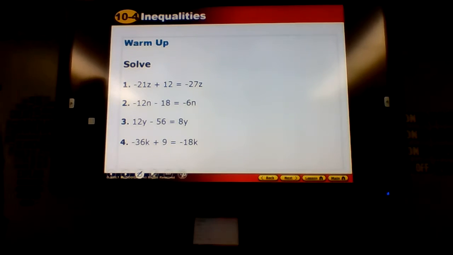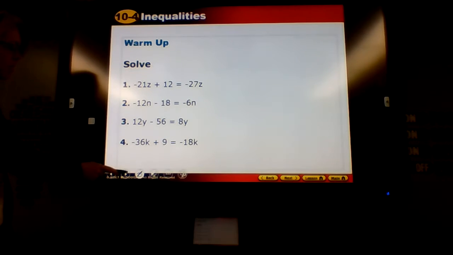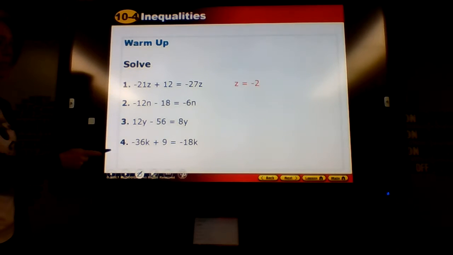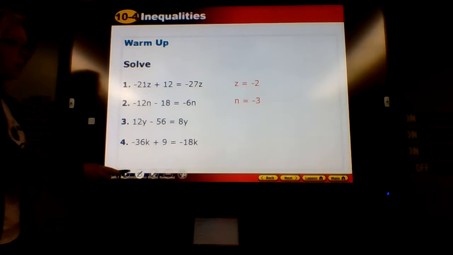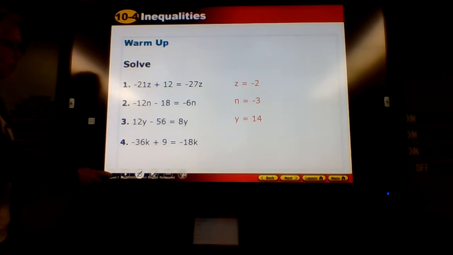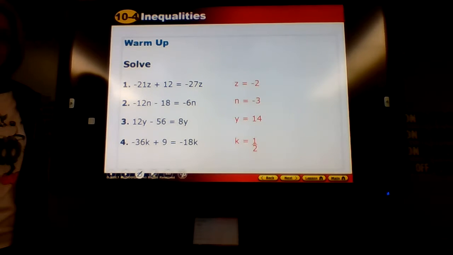Okay, so here are the answers. Hopefully you've worked those all out. We did the first one, so our answer was z equals negative 2. Second one is n equals negative 3. Third is y equals 14. And the fourth one is k equals 1/2.